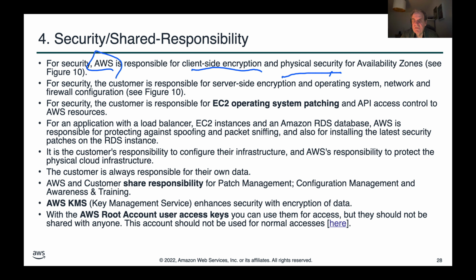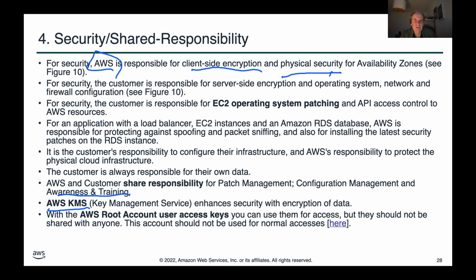Customers' responsibility is to configure their own infrastructure, of course, but it's AWS's responsibility to secure the physical cloud infrastructure. At the top level is always that the customer is responsible for their own data and not AWS. There's a shared responsibility around patch management for both sides of the cloud and infrastructure, configuration management also, and also to increase awareness and training around security, cloud architecture, and so on. Both AWS and the customer have those responsibilities.